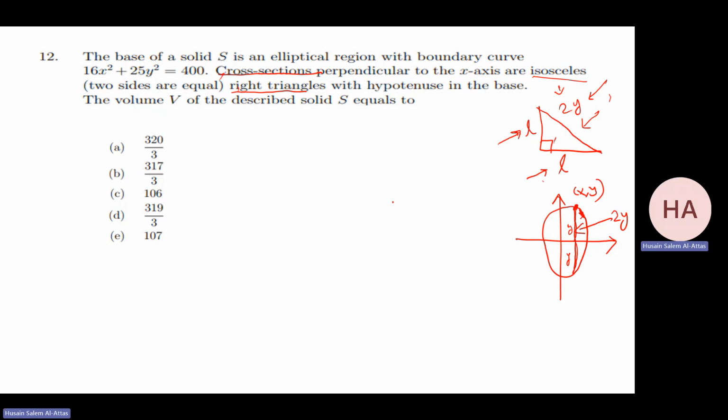So that is 2Y. So you have the relation L square plus L square equals 2Y all square, using the Pythagorean theorem, since I have a right triangle. So 2L square equals 4Y square, so L square equals 2Y square.